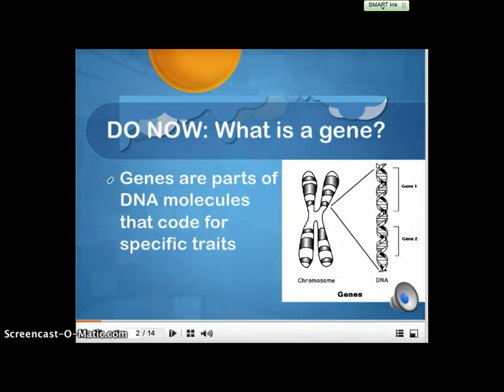Notice that the picture of the chromosome is divided into strands, almost like stripes, and each of those stripes codes for different genes. You can see in this picture that there are two genes zoomed in, making a double helix of DNA.